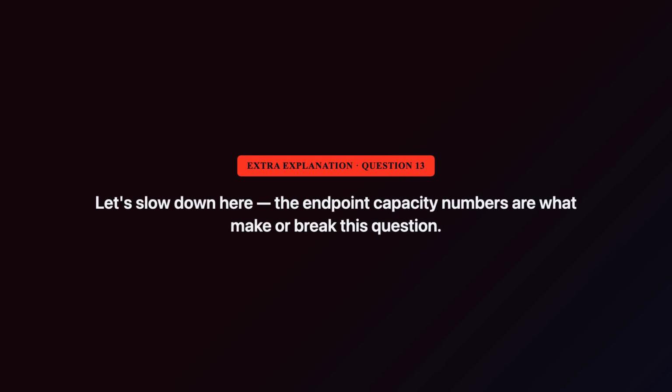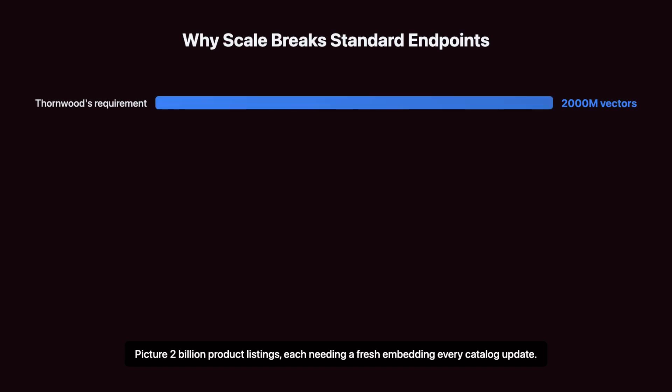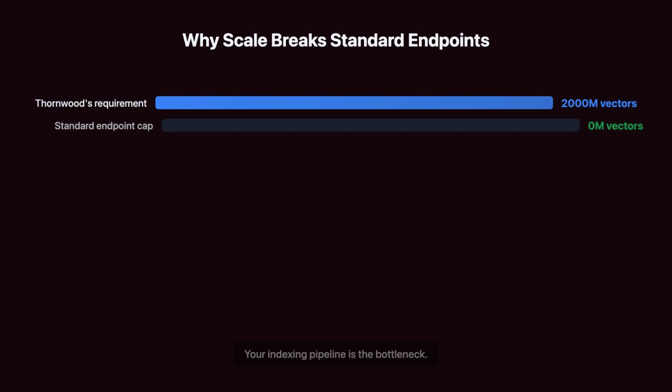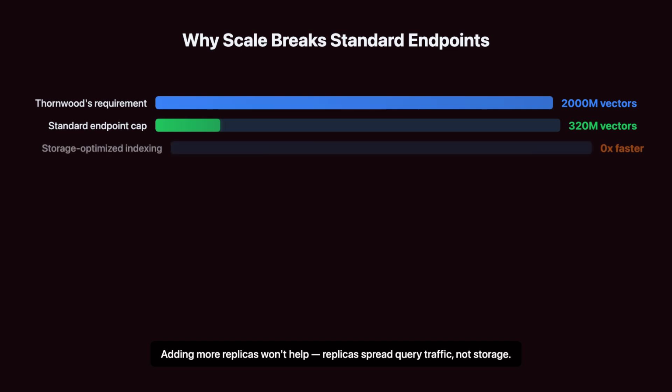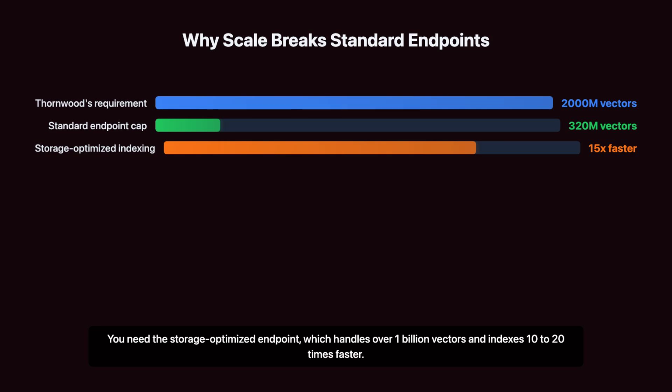Let's slow down here. The endpoint capacity numbers are what make or break this question. Picture 2 billion product listings, each needing a fresh embedding every catalog update. Your indexing pipeline is the bottleneck. Here's the key number. Standard endpoints cap at roughly 320 million vectors. That's it. Adding more replicas won't help. Replicas spread query traffic, not storage. You need the storage-optimized endpoint, which handles over 1 billion vectors and indexes 10 to 20 times faster.